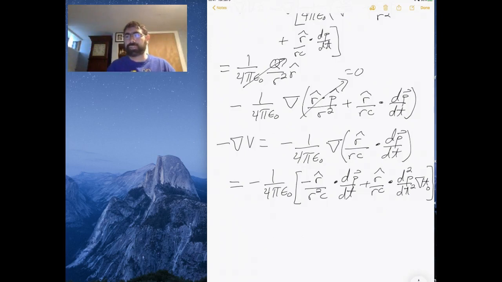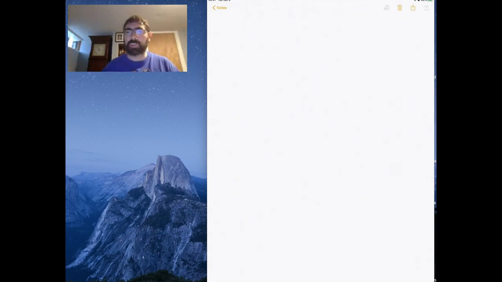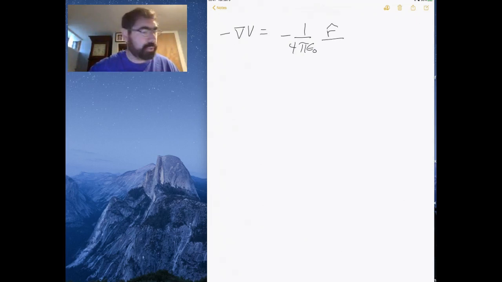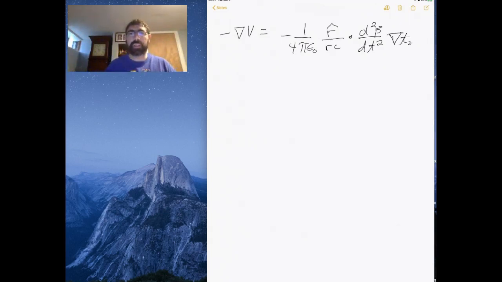Okay, so again, let's drop the 1 over r squared terms. So we're going to neglect that. So what we are left with is minus the gradient of the electric potential, which is now minus 1 over 4 pi epsilon naught, r hat over rc dotted into the second derivative of the dipole moment, and this gradient of the time.